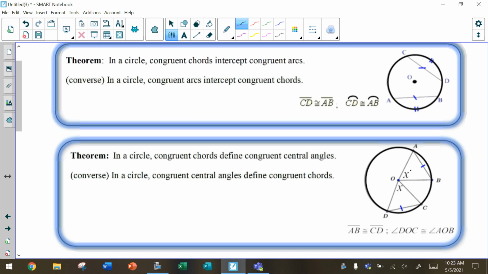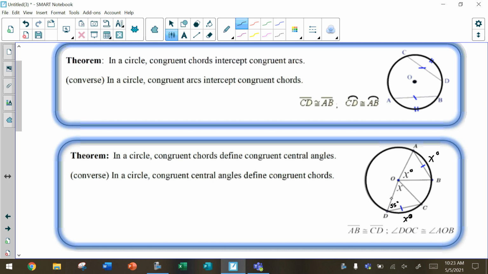So this would be x degrees. This arc would be x degrees. All right? If this is x, then this arc is x degrees. So, for instance, let's say that this angle here was, I don't know, 55 degrees.